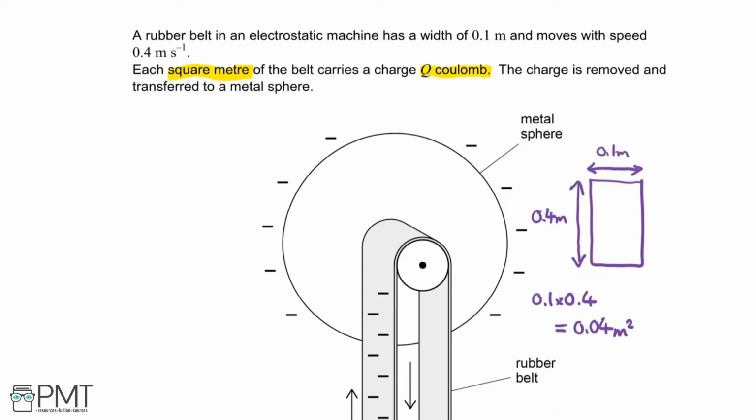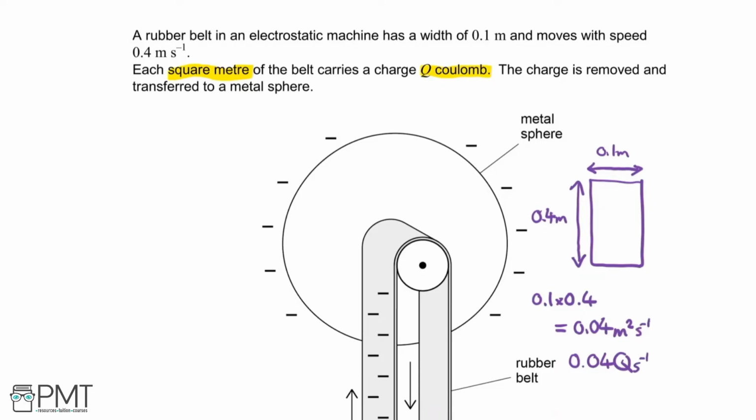Now, if 1 square meter of the belt carries a charge of Q coulombs, then instead of saying meter squared, the amount of charge that we're going to get is going to be in terms of Q. So what we could do is make both of these in terms of seconds and say per second, but we don't really need that.